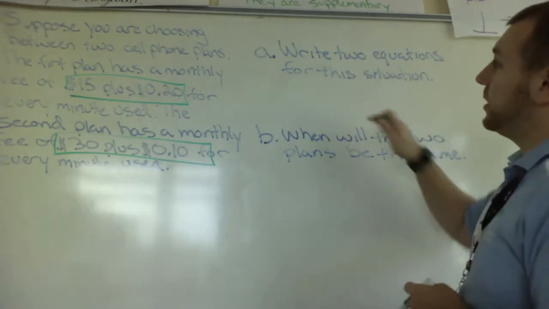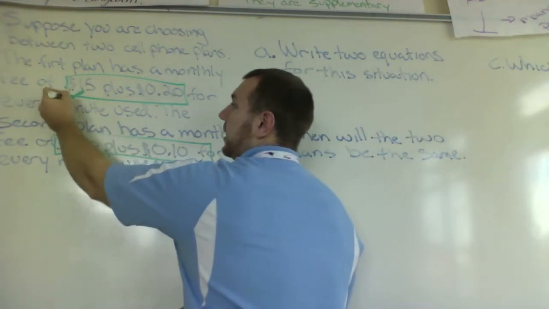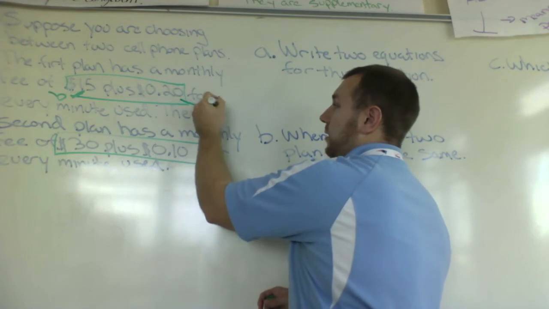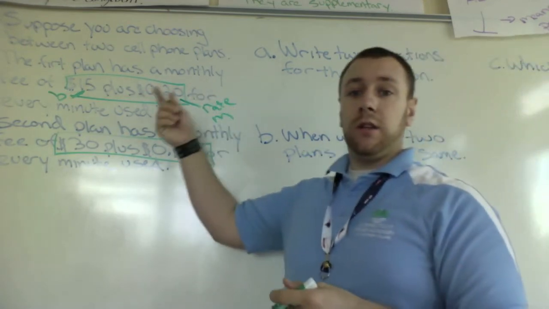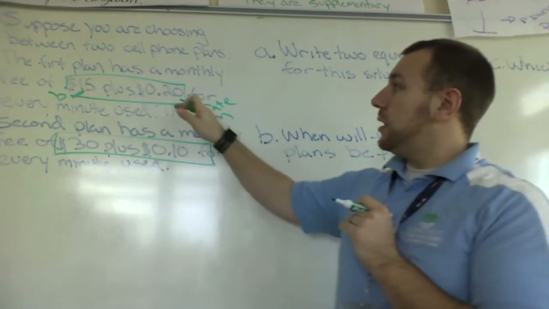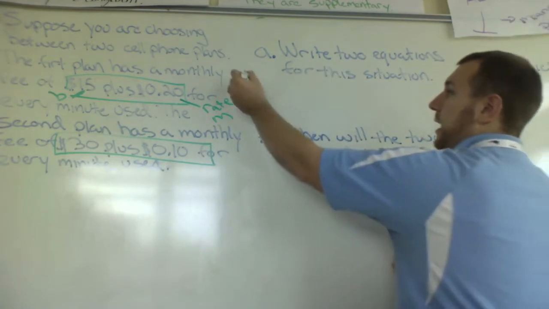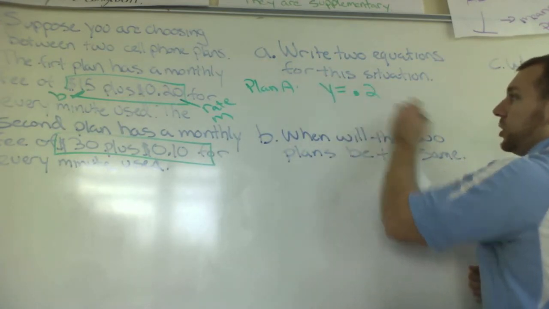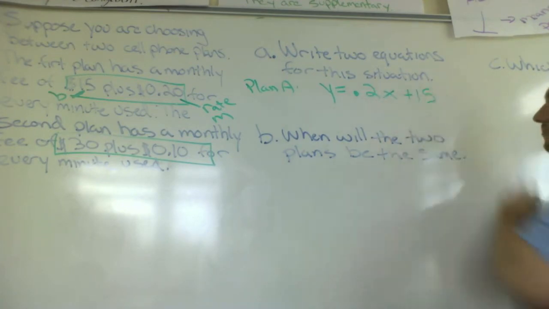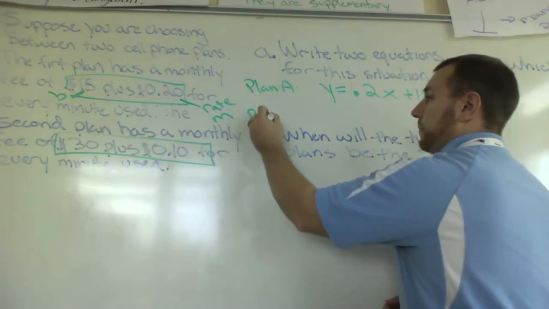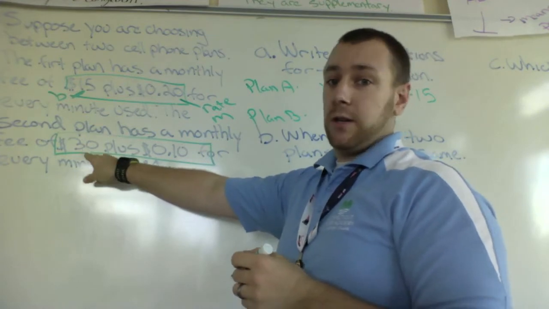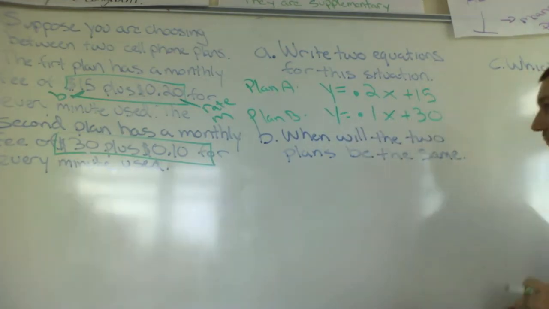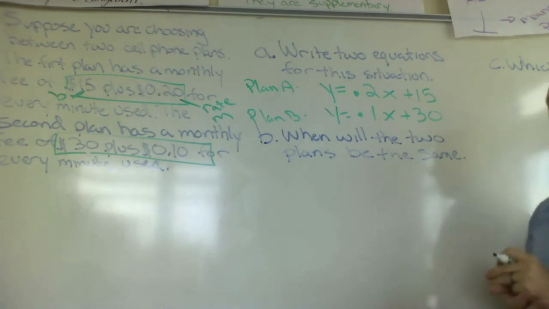So to write the two equations for this situation, this is my B, my starting point, whatever I pay no matter what, using no minutes or anything. And this is my rate, or my M, because it's changing. As I use more minutes, this number goes up. I'm just going to call this plan A. I can write an equation, y equals 0.20x plus 15. For plan B, again, this 30 is my starting point, and this is my rate. So I would write y equals 0.1x plus 30. So I have those two equations, and they are the ones that we used for graphing.